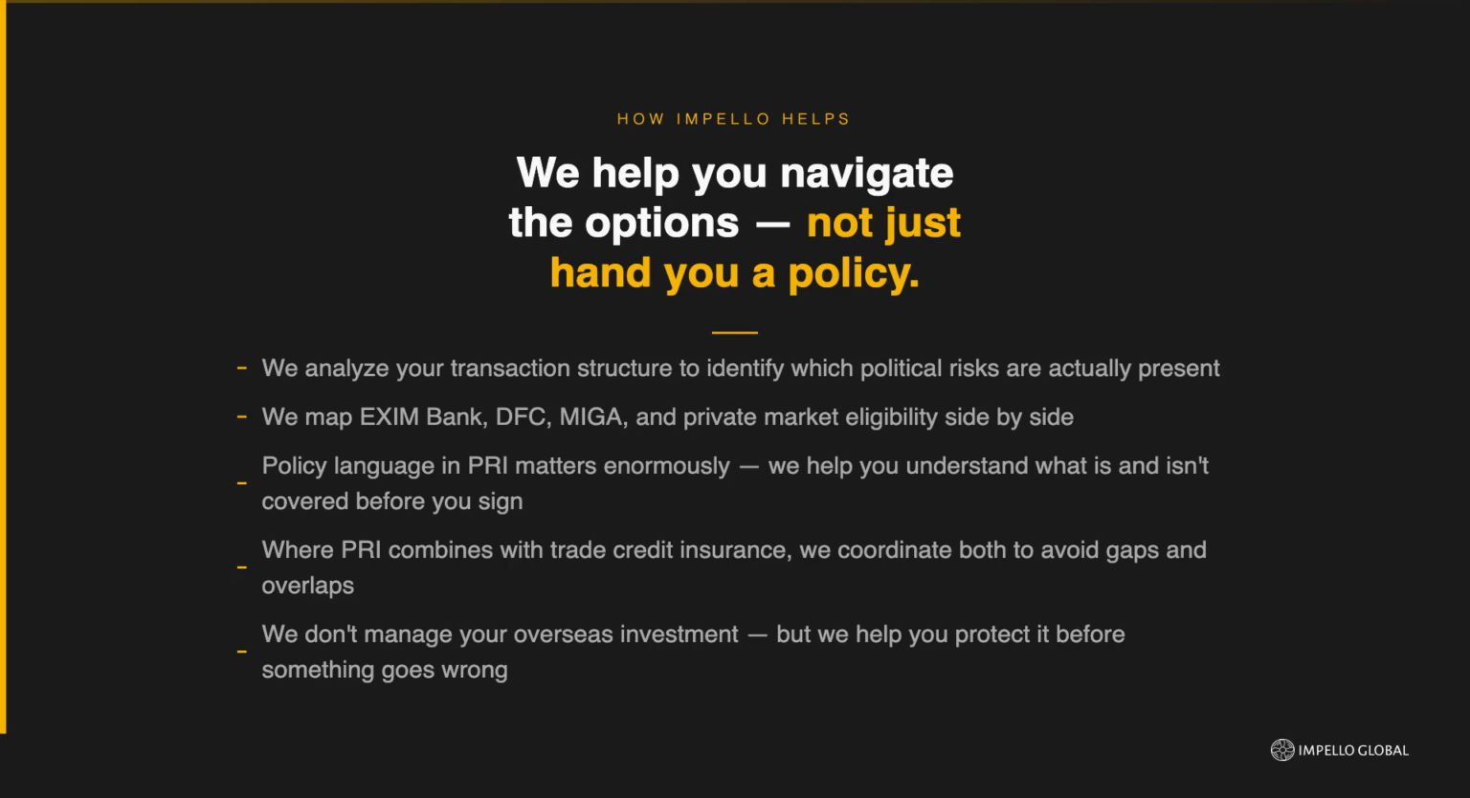Policy language in political risk insurance is more consequential than in almost any other line of insurance. The difference between a claim that pays and one that doesn't often comes down to specific wording around waiting periods, documentation requirements, and what qualifies as a covered act. We help you work through that before you commit to a policy, not after a loss has already occurred. Where political risk coverage intersects with a trade credit insurance program, which it often does, we coordinate both to make sure there are no gaps and no overlaps.